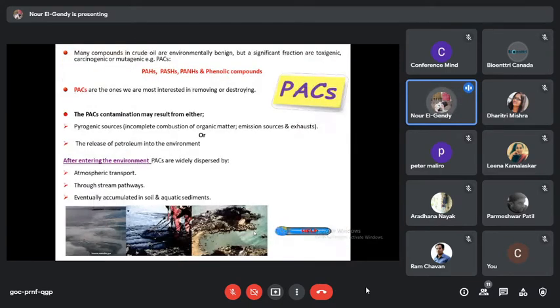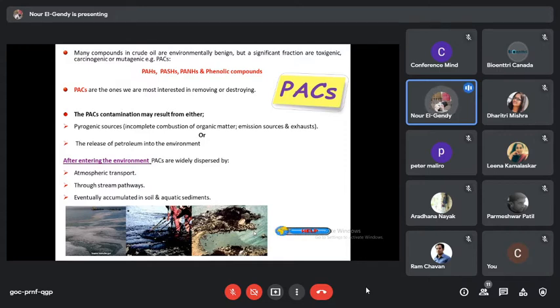Many of the compounds of crude oil are benign, and we use them in the petrochemical industry, but most of them are carcinogenic. Collectively, they are called polyaromatic compounds, which are composed of polyaromatic hydrocarbons, polyaromatic sulfur heterocyclic compounds, polyaromatic nitrogen heterocyclic compounds, and also phenolic compounds. Polyaromatic compounds in general are the ones we are most interested in removing or destroying.